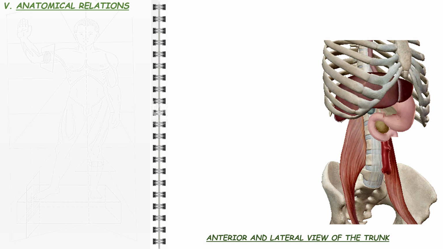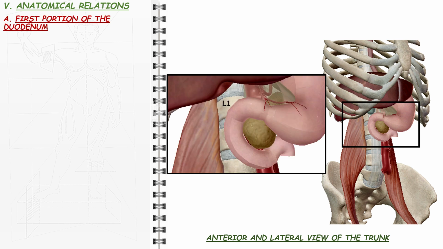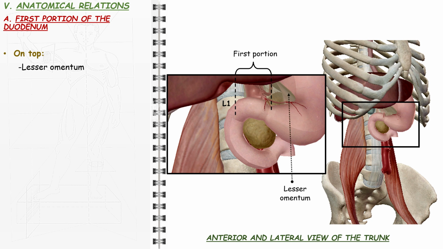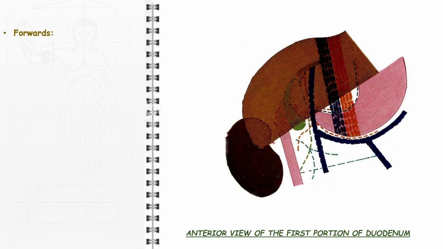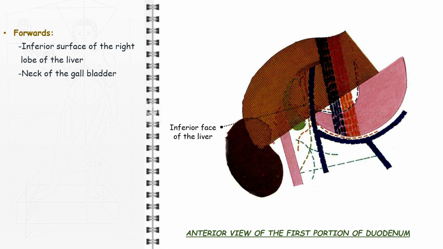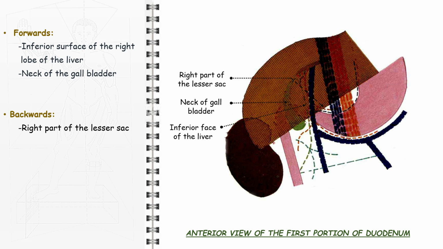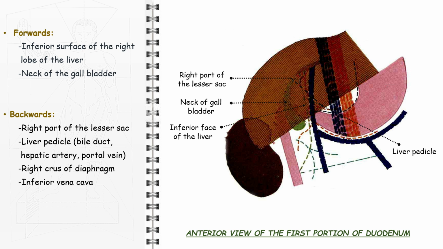The first portion of the duodenum stands between, on top, the lesser omentum, the epiploic foramen and the origin of prepyloric vessels, and, at the bottom, the upper part of the head of the pancreas. Forwards, it is in contact with the inferior surface of the right lobe of the liver towards the quadrate lobe and the neck of the gallbladder, and, backwards, the right part of the lesser sac, the gastroduodenal artery, the retropyloric lymph node, the liver pedicle, namely the bile duct, the hepatic artery and portal vein, the right crus of the diaphragm, the inferior vena cava, the psoas muscle and the medial border of the right kidney.